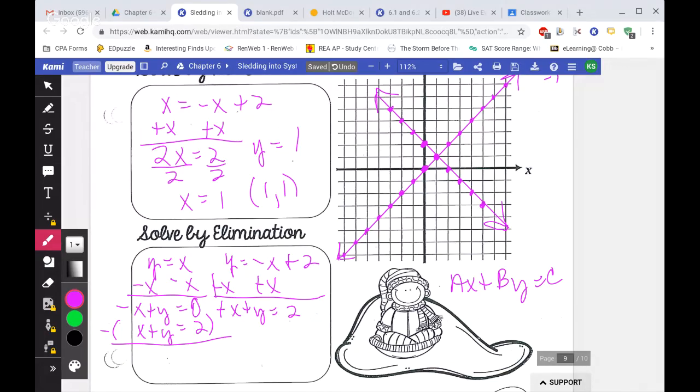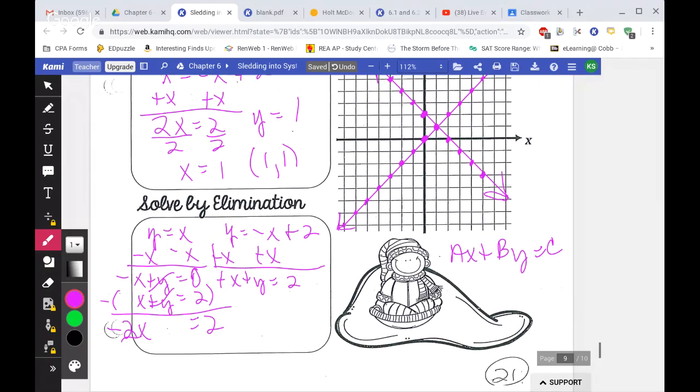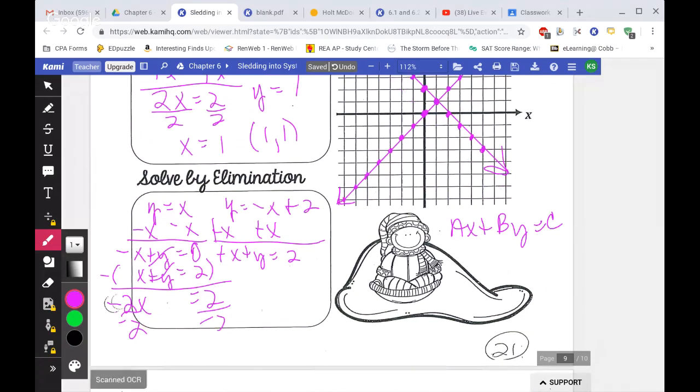So I've got negative x minus x. So that's going to be a negative 2x, and y minus y, they eliminate. And this equals 2. Divide both sides by negative 2. Oh, this is a negative 2 because 0 minus 2 is a negative 2. So x equals 1. So y equals, and I'm going to substitute in. So it's 1, 1.